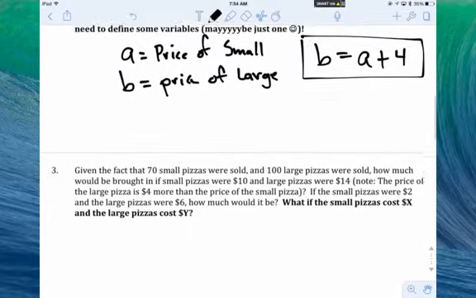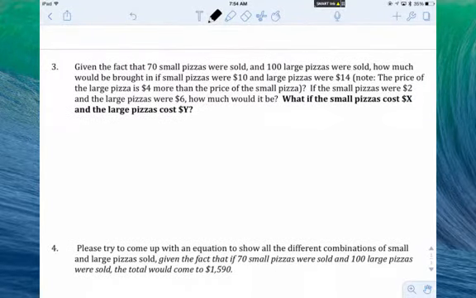So moving on. Given the fact that 70 small pizzas were sold and 100 large pizzas were sold, my question is, how much would be brought in? What would the income be if small pizzas were $10 and large pizzas were $14? Note I kept that relationship the same, that the large pizza was $4 more than the small pizza. Well, I think the total income would be 70 small pizzas times however much it is for a small pizza. We said if a small pizza were $10, so 10. And how many large pizzas? 100 large pizzas. I think that's the kind of number we were talking about before. And if they were $14, all right.